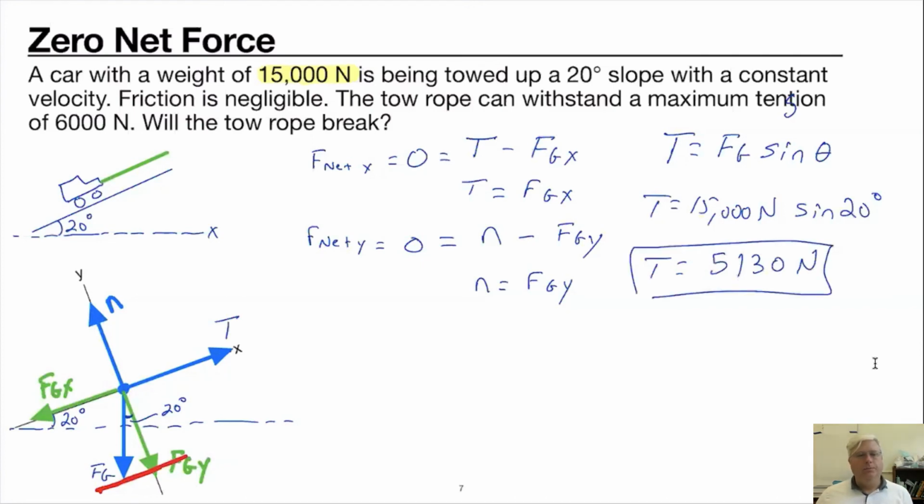Okay, and so if we do that out, we get tension of 5,130 newtons. And we wanted to know, what's the question, will the tow rope break? Well, it can withstand a maximum tension of 6,000 newtons. Well, the tension that's actually in the rope is 5,130 newtons. So yeah, it's getting close, but it shouldn't break, right? It's less than that 6,000 newtons.